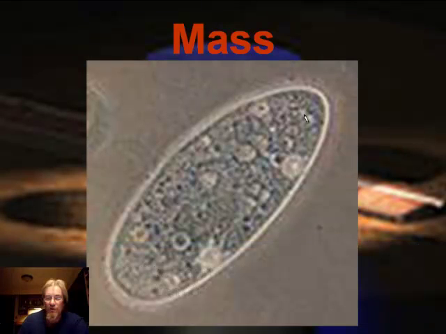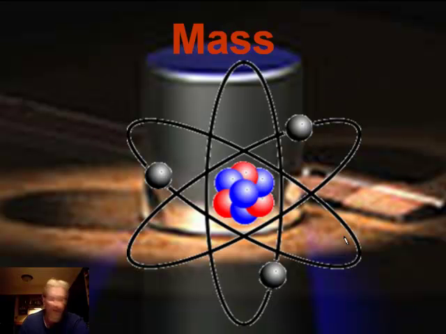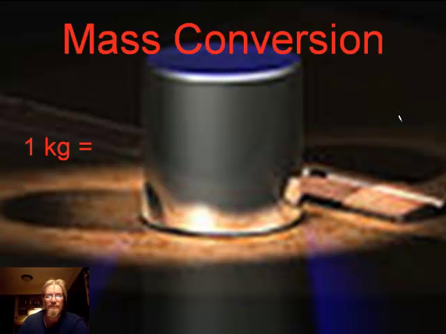Here's that same single-celled organism that we saw with length. This would be about 10 to the negative 15th kilograms. And here's the atom. If this were a hydrogen atom, its mass would be on the order of 10 to the negative 27th kilograms. So very, very small indeed in terms of mass.